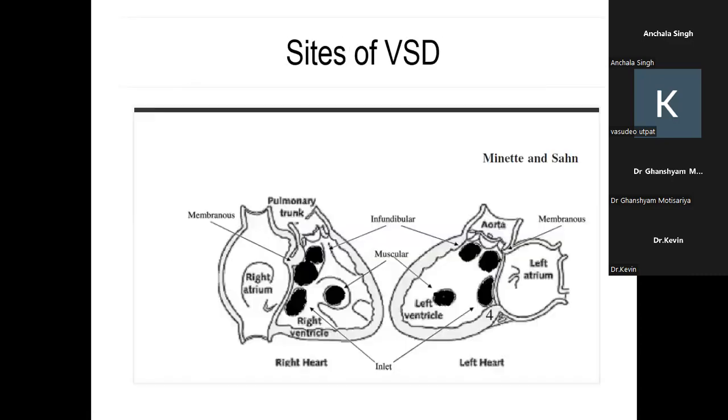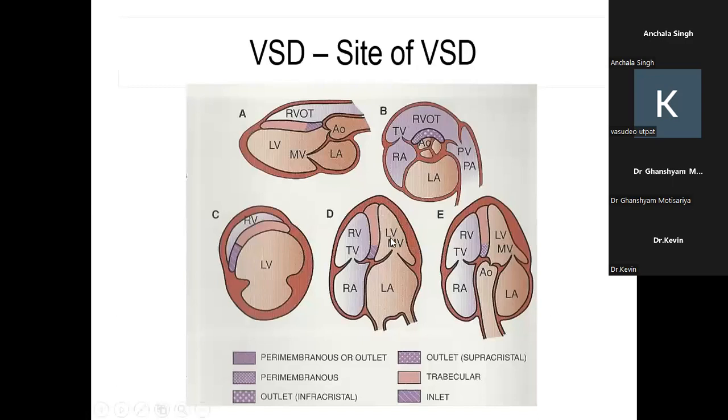Now the question comes, how will you really scan? You need a 4-chamber view, a 5-chamber view, a short axis view, the parasternal view, and then the parasternal short axis view at the aorta. So you need 5 views to look for a VSD.